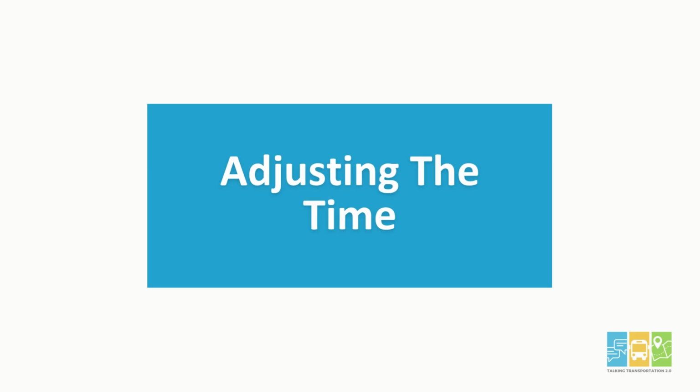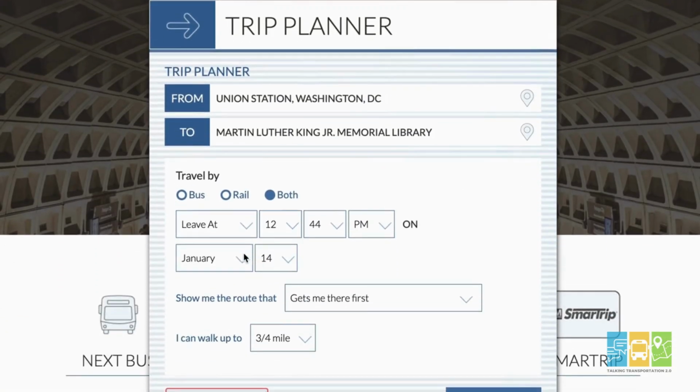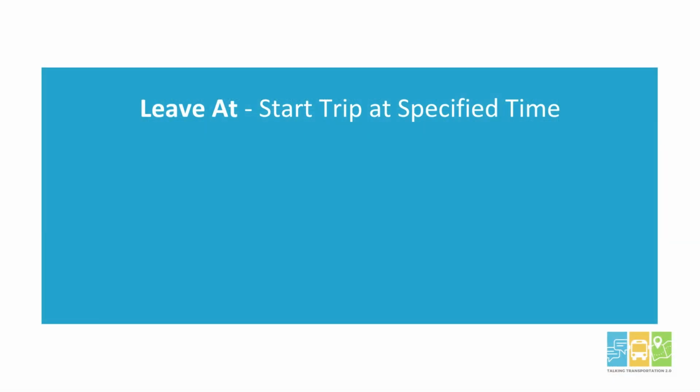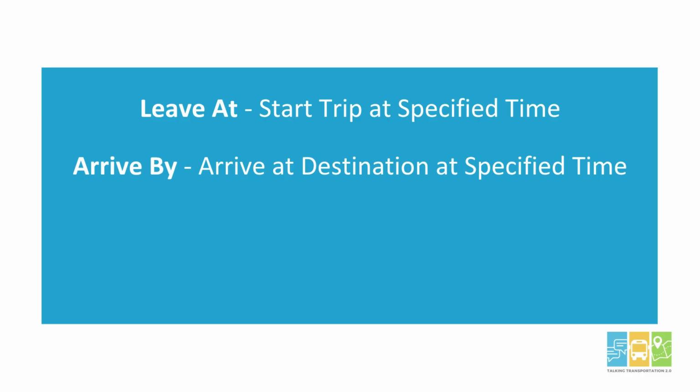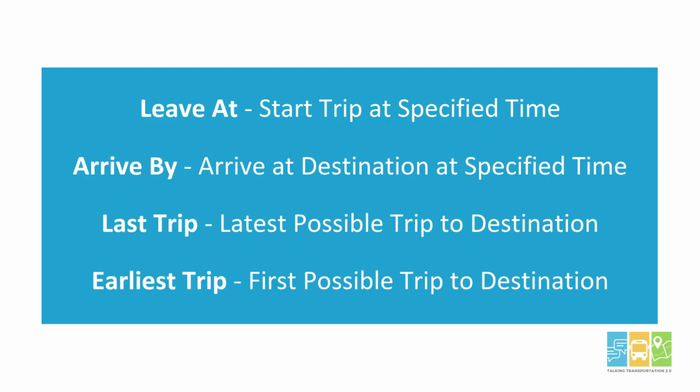Adjusting the time. Under More Options, you'll see a setting to adjust the time. Here you can choose between Leave At, Arrive By, Last Trip, or Earliest Trip. Leave At means you'll start your trip at the specified time. Arrive By will plan your trip so you arrive at your destination by the time you set. Last Trip finds the latest possible trip to your destination, while Earliest Trip finds the first trip available.